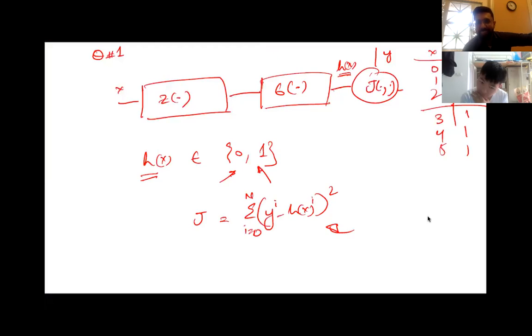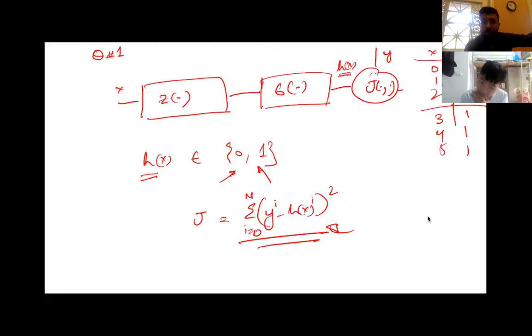Come on, guys. How do we find the minimum of a function? Yes, we take the derivative and set it equal to 0. Can we take the derivative of a function which has discrete values? No. So it means that we are stuck, right? Because we have a function h of x which has discrete values, and like you said, the derivative of a function with discrete values is not defined. It's undefined.